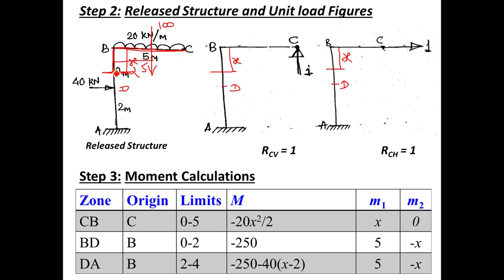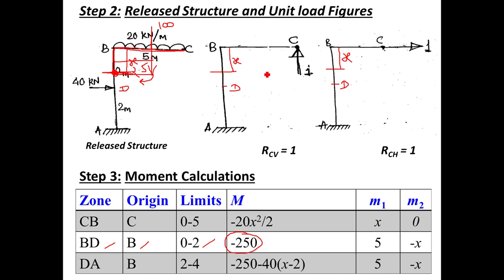So in short, if you want to take a moment of the UDL about the section point, it will not be in terms of x, it will be directly a numerical value, that is 100 into 2.5, 250. It is clockwise, so minus. So in the second zone, B to D, origin is B, limits are 0 to 2, capital M column it is minus 250. It is the moment of the UDL. Since the load is acting on the beam and we are taking the section in a column, the moment will not be in terms of x, you will directly get a numerical value of moment.